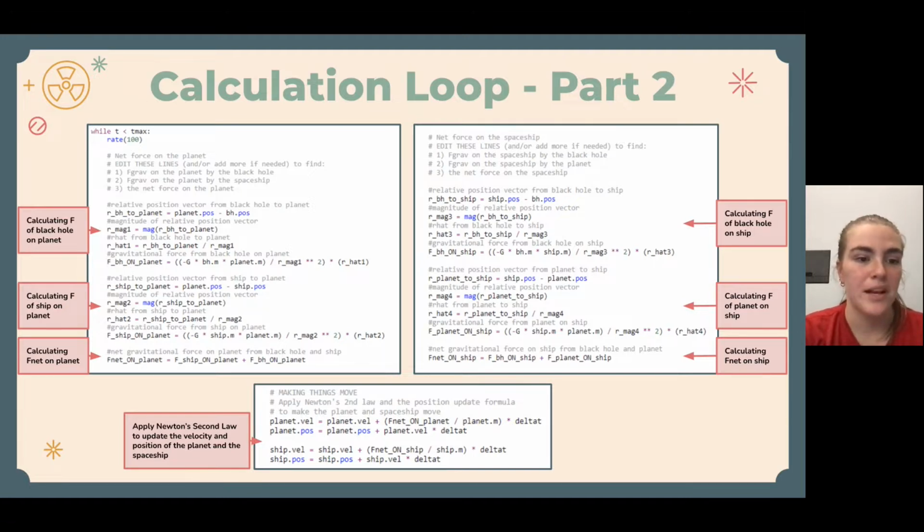which comes from the force of the black hole on the planet and the force of the ship on the planet. And then we do the same for the spaceship, which comes from the force of the black hole on the spaceship and the force of the planet on the ship. And lastly, we also apply Newton's second law to update the velocity and position of the planet and the spaceship.